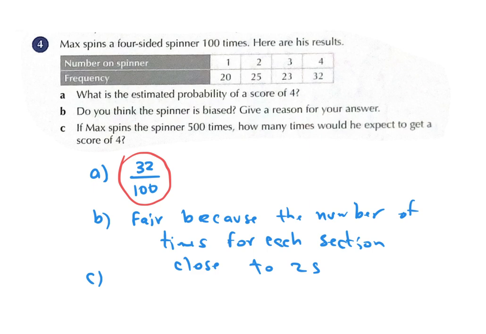Yes, multiply. To find the expected number, multiply the probability times the total number of times. The probability of getting 4 is 32 over 100. If you spin the spinner 500 times, we need to find the expected number, so multiply by the total number of times. So it equals, what is the answer? 160. So 160 times. So to find the expected number, multiply the probability times the total.